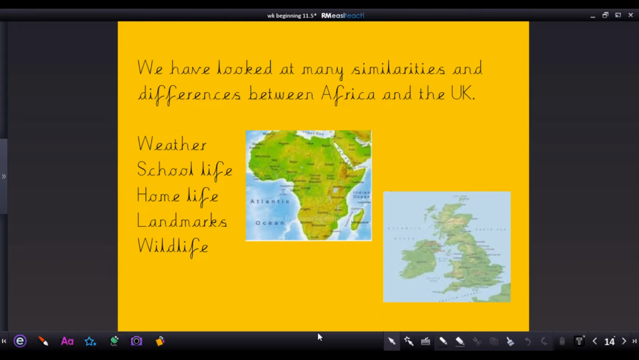We've learned about different landmarks, like Victoria Falls, the fantastic waterfall in Africa, and we've learned about the Lake District before, and we've learned about Edinburgh Castle when we learned about our trip around the UK with Pilot Hayes. Finally, I know you're most excited, many of you have been looking at the wildlife or the animals that live in Africa. How are they different to the animals that live in the UK?